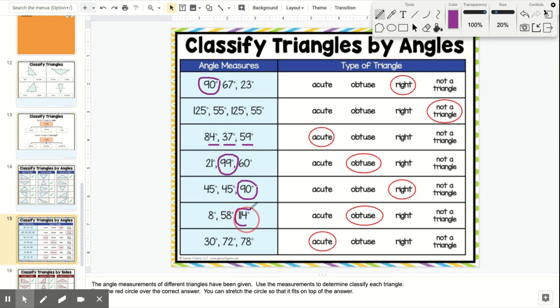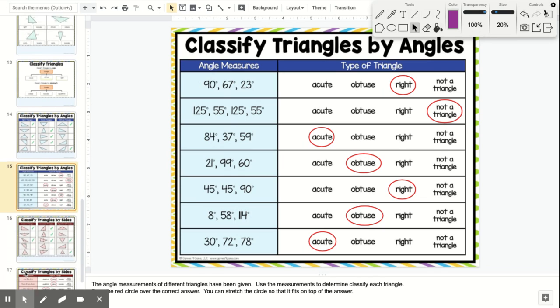Here is a 114-degree angle. So that's going to be an obtuse angle, which makes it an obtuse triangle. And then on the last one, all three are less than 90. So those are all acute angle measurements, which makes it an acute triangle. So hopefully you did okay on classifying them by angles.